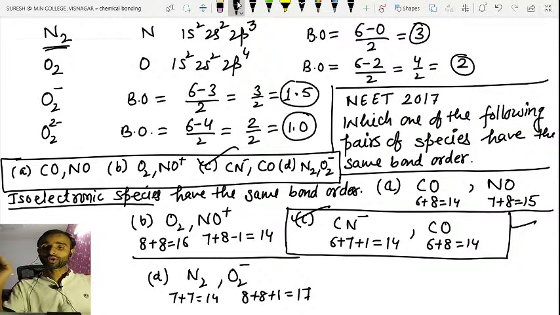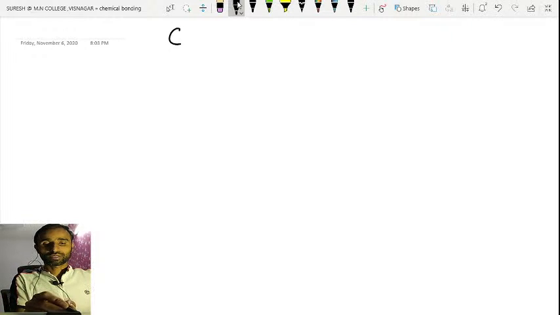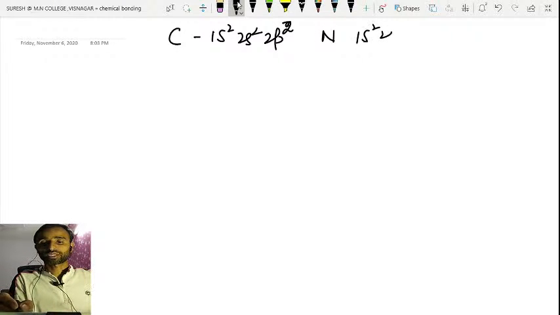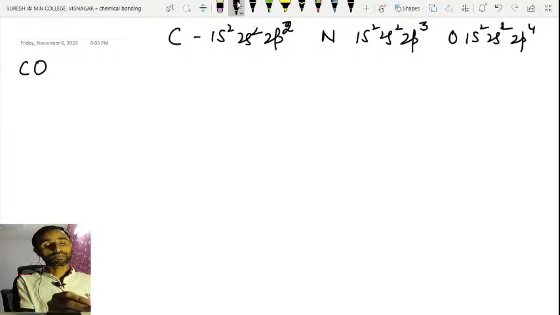Second method is, go for p electrons and count the bond order for all. Okay, so if you go on counting, see, C is 1s2, 2s2, 2p2. Nitrogen, 1s2, 2s2, 2p3. Oxygen, 1s2, 2s2, 2p4. Just see the p electrons because all the elements are of p block. So first is CO and NO. In CO, carbon p electrons 2, oxygen 4, total 6.